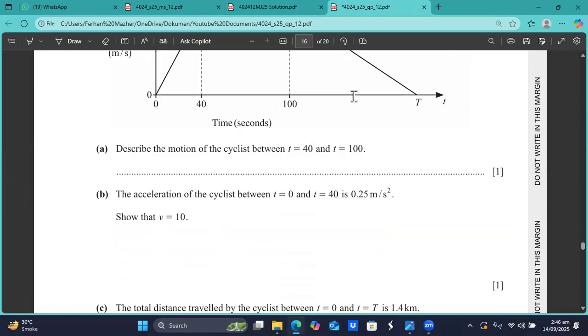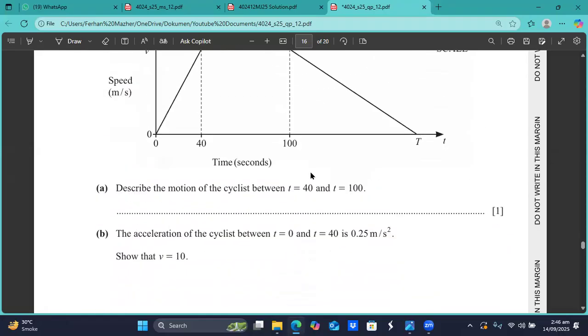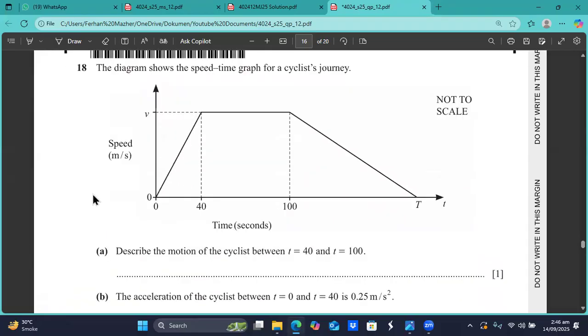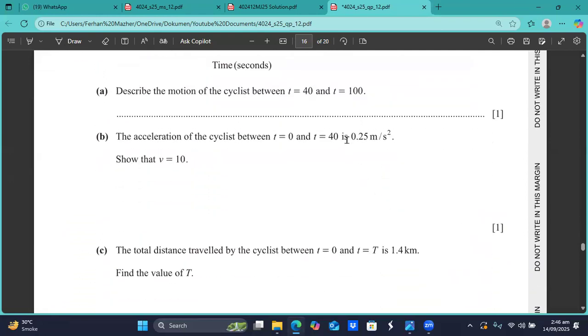Question number 18, B part. He says the acceleration of the cyclist between t equals 0 and t equals 40 is 0.25 meters per second squared. Show that V is 10. Okay, take this point (0, 0), take this point which is (40, V), and we know the gradient of this line is equal to the acceleration.